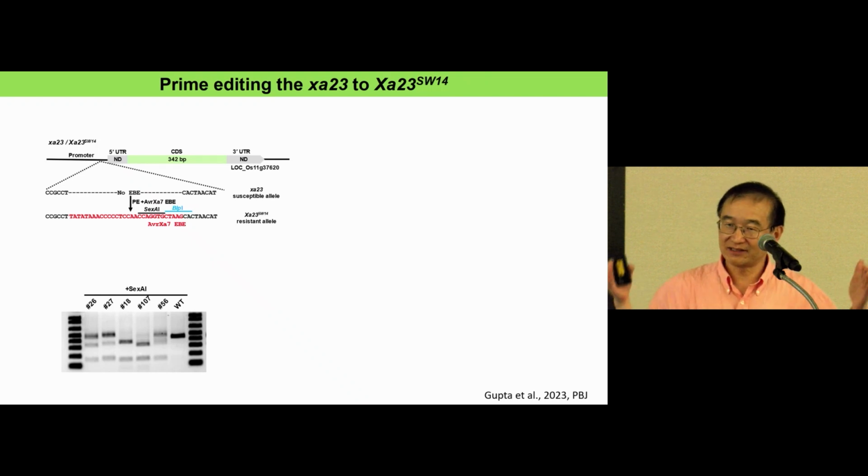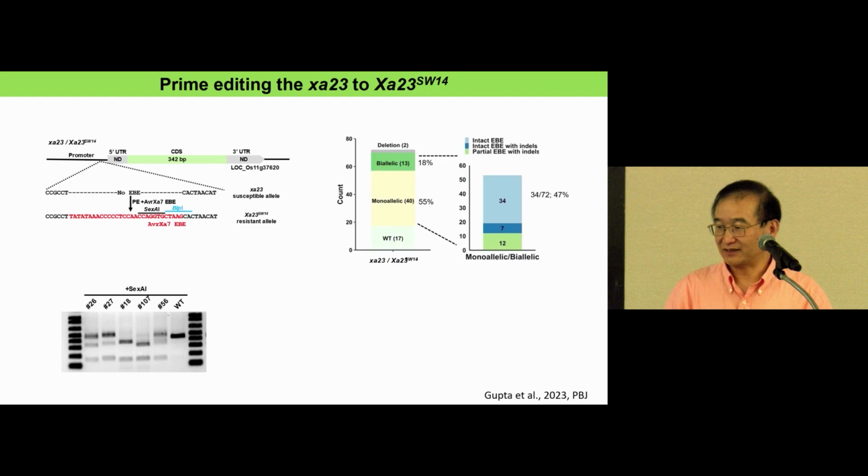So by PCR of the region from the T0 or from the rice plant, and then subjecting the PCR product to restriction digestion, we come up with a rough estimate of the editing, and as you can see, the efficiency is very high. There's also about 70%, monoallelic about 55%, and then diallelic is 18%. So that's roughly 73%.